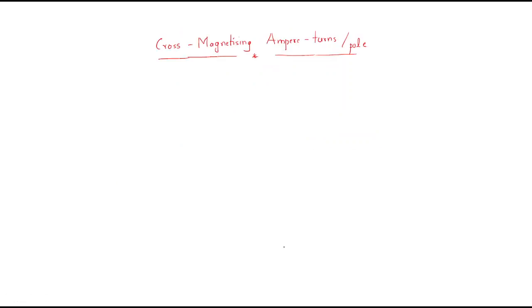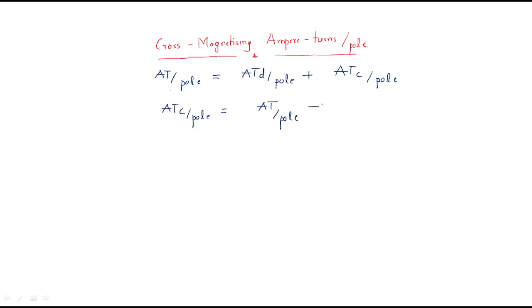And next, how can we find the cross magnetizing ampere turns per pole? Generally we have a relation. The total ampere turns per pole is the combination of the demagnetizing ampere turns per pole plus the cross magnetizing ampere turns per pole. From this we will find the cross magnetizing ampere turns per pole. So how can we find it? We take the total ampere turns per pole minus the demagnetizing ampere turns per pole.